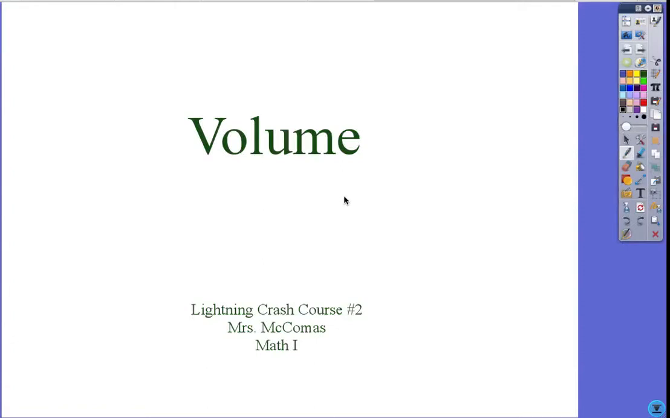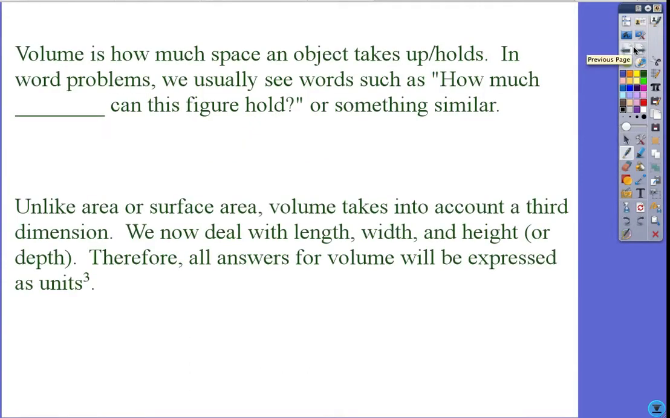Alright guys, right now we're going to be looking at volume of three-dimensional figures. The past videos have been pretty lengthy. This one's going to be short, sweet, and to the point. So first we need to think about what is volume.